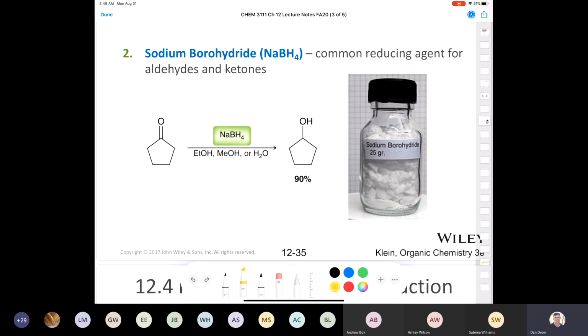It's not used for anything except a good old aldehyde or a ketone. That's what you use sodium borohydride for. So here we have a ketone, and we treat that with sodium borohydride, and you have 3 possibilities of solvents. And you notice that they're all polar protic solvents: ethanol, methanol, or water. So we could even write that in here: polar protic.